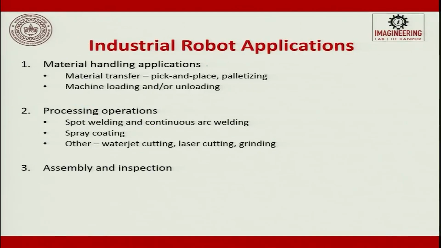So, applications: material handling applications we have discussed, pick and place and unloading, then processing, spot welding, spray coating, water jet cutting, laser jet cutting, heat treatment, etcetera, assembly and inspection. These are the 3 areas where industrial robo plays a very important role.